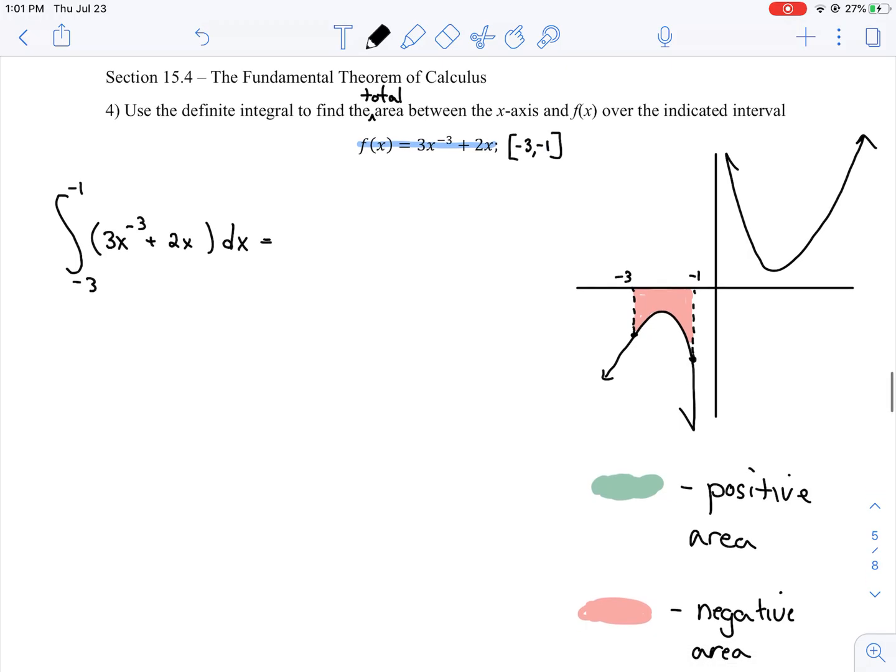Okay, so I have the graph over here to the right. And remember that any area above the x-axis is positive, and that would be shaded in green. And any area below the x-axis would be negative area, and that would be shaded in red. So this definite integral is equal to the total area in green plus the total area in red.